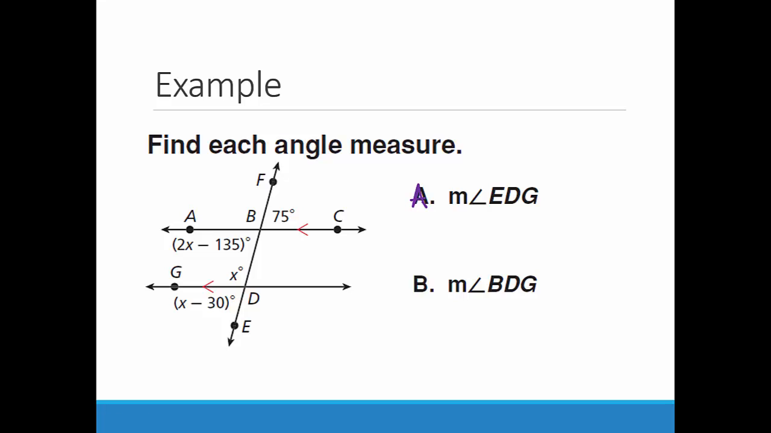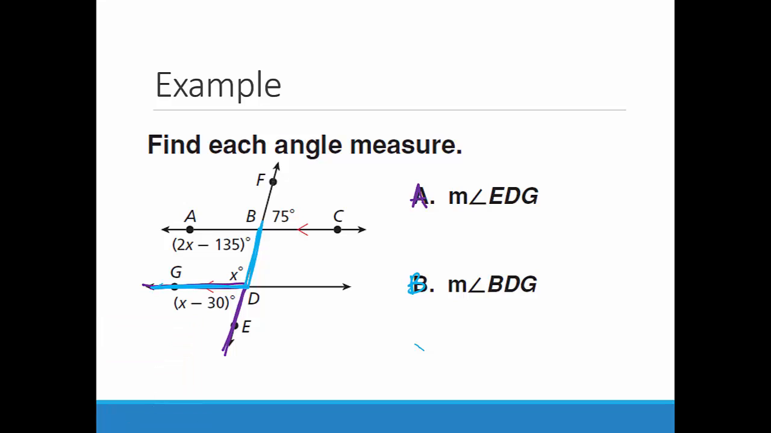A wants us to find EDG, so this guy right here. And then the second one wants us to find BDG. So this one right here. So first of all, we know our two angles have to be supplementary because they add up to that line. They're a linear pair.